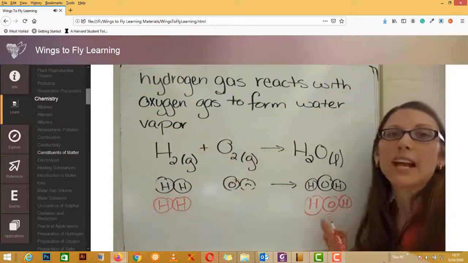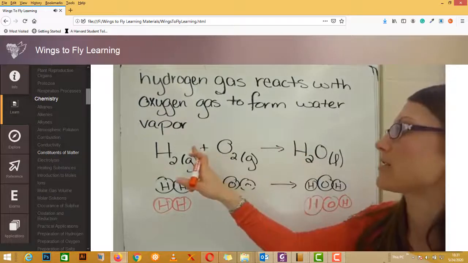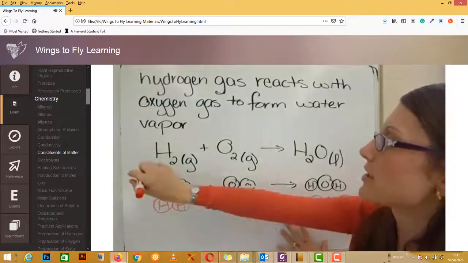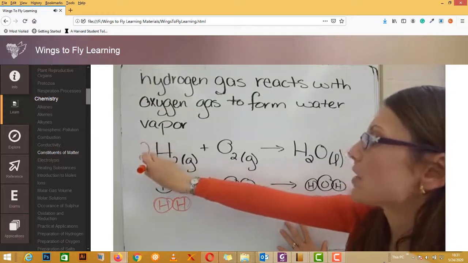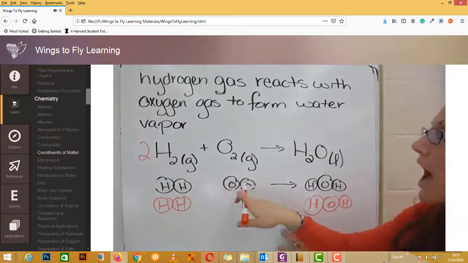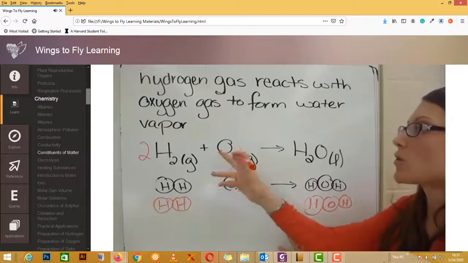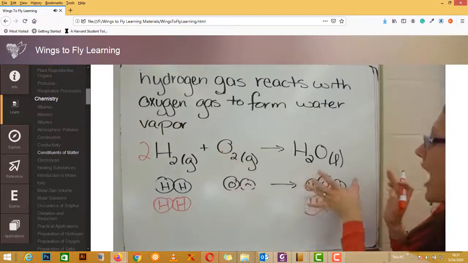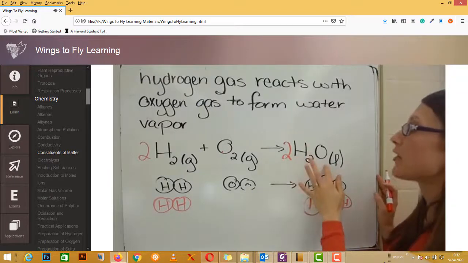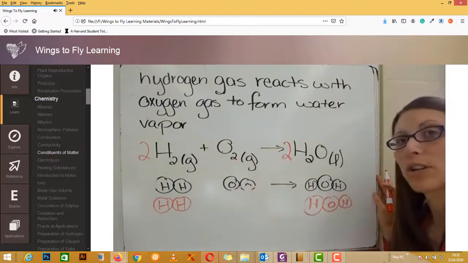I now need to reflect this in my chemical equation, and I'm going to use coefficients, which are numbers in front of the chemical formulas. I have 2 hydrogen molecules that I need, so I'm going to put a 2. And this means I need 2 of the H2 molecules, like I have here. I only need 1 oxygen. You can write a 1 if you want, but it is implied, so we don't usually do that. I have 2 H2O molecules. I need to write a coefficient of 2 in front of my H2O. And now I have written a balanced chemical equation.